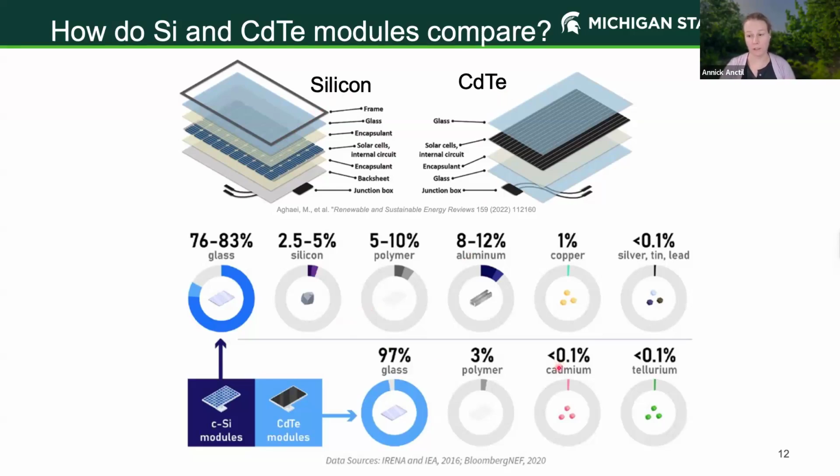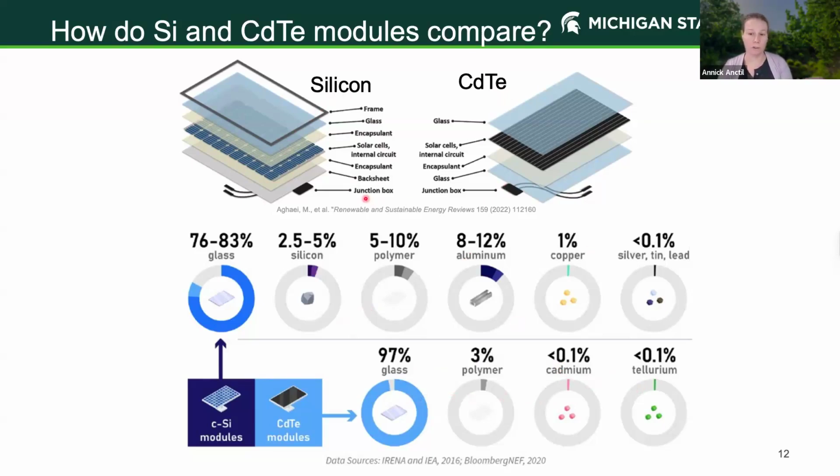In particular, I'll start with the cadmium telluride. This is less than 0.1% of the material in the module. So we're using a really, really tiny amount of the active material. Most of what you have in a CadTel module would be glass and a bit of plastic to keep the two pieces of glass together.